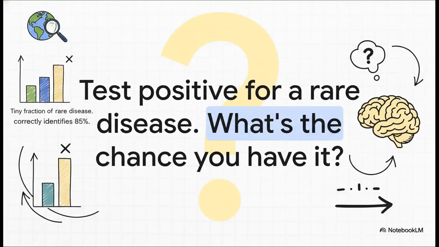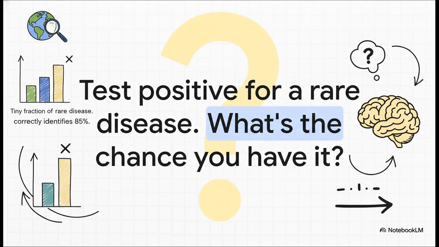Okay, so imagine this. There's a very rare disease, only affects a tiny, tiny fraction of people. You take a test for it, and it comes back positive. Now, the test seems pretty good, right? It catches 85% of people who actually have it. So, you test positive. What do you think the chances are that you really have the disease?